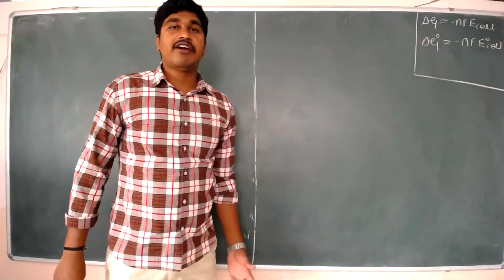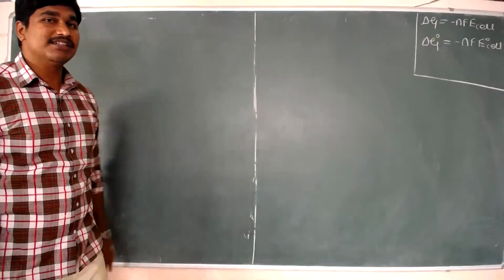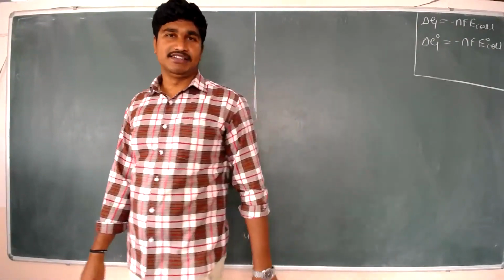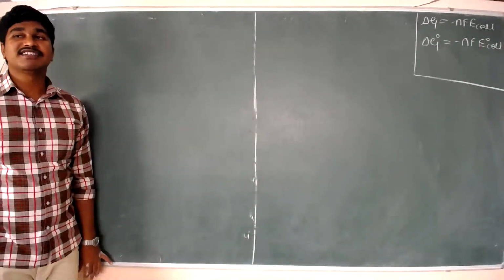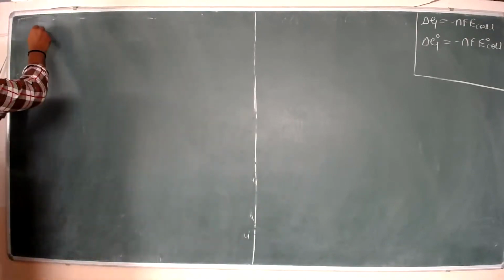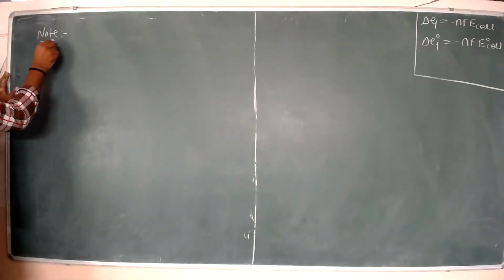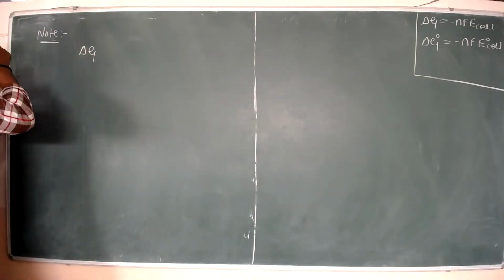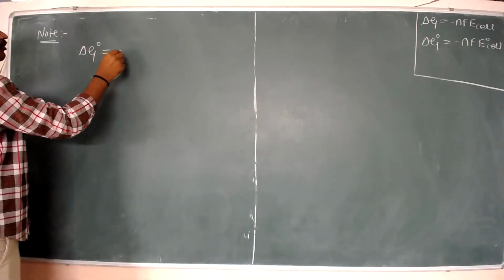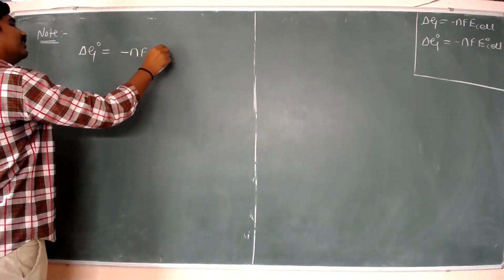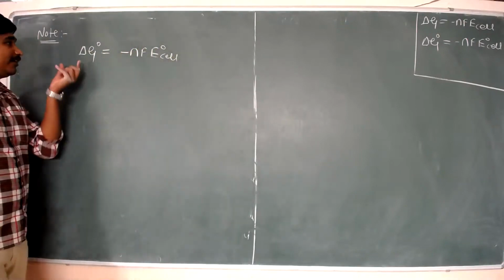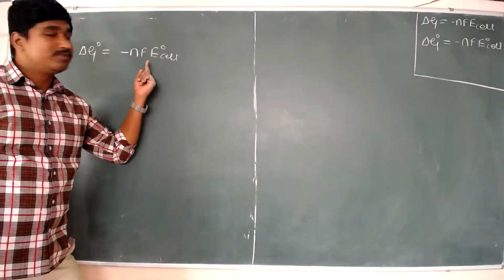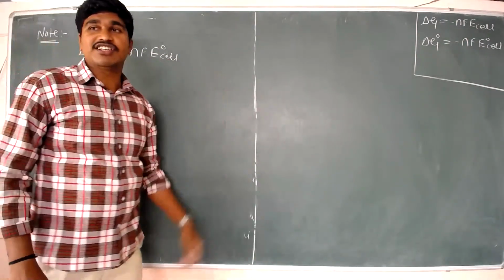Before that, I want to derive another relation. That is the relation between Gibbs free energy and the equilibrium constant. I am using the same reaction. Delta G naught is equal to minus nFE naught of cell. To derive the relation between Gibbs free energy and the equilibrium constant, just assume that this chemical reaction is at equilibrium.